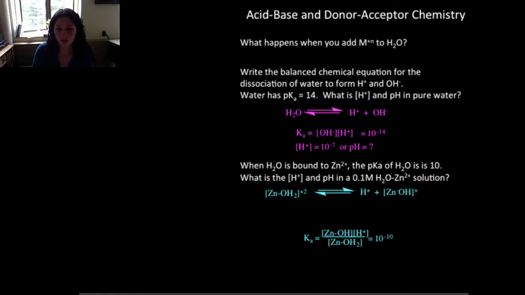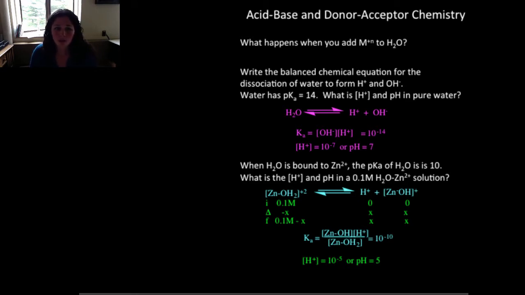Here's the equilibrium expression. And to solve this, I need to remember what I did in general chemistry, where I know the initial, the change, and the final concentrations. In this case, initial is 0.1, change is x or negative x, and so the final concentration of zinc water is 0.1 molar minus x, and then the concentration of the two products are x. And now I can plug into the equation and solve. I should get hydrogen ion concentration is 10 to the negative 5th, which means my pH is 5.